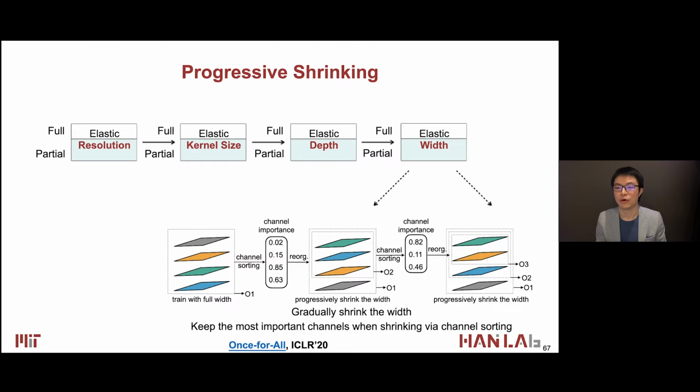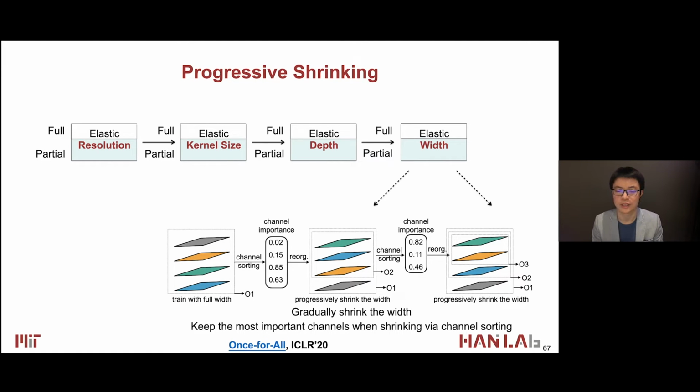And finally, we support elastic width. Width can also be described as the number of channels. Okay, say for a layer, it has full channel number of full width of 4 channels. Okay, and then we sort the channel based on their importance, which is represented by the L1 norm of this channel. We sort it and reorganize that and pick the largest chunk of them to be the smaller width.